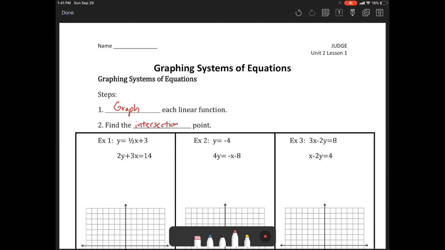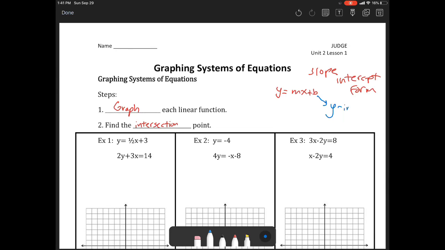But before we do any of that, I want to go over what form we have to be in to graph our systems of equations. So the form we have to be in, if y'all remember, is slope-intercept form. So guys, slope-intercept form is very basic in what we do. It's going to be simply y equals mx plus b. So the b is our y-intercept.